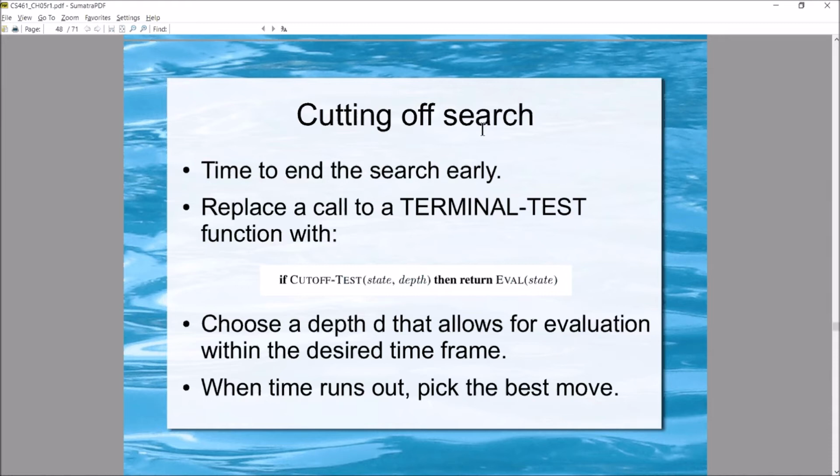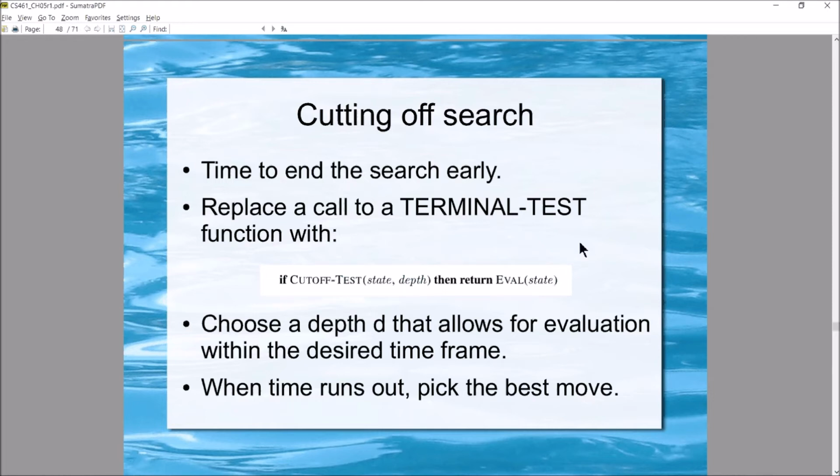All right, so cutting off that search. Instead of calling the terminal test function, in the algorithms we've looked at before, we use a cutoff test. So have a line like this in our algorithm: instead of if terminal test, then return utility, if cutoff test, passing the state and the depth, then return the value from the eval function for that particular state.